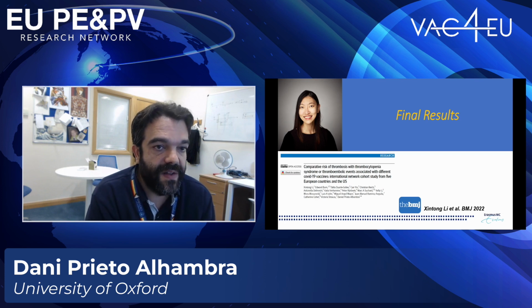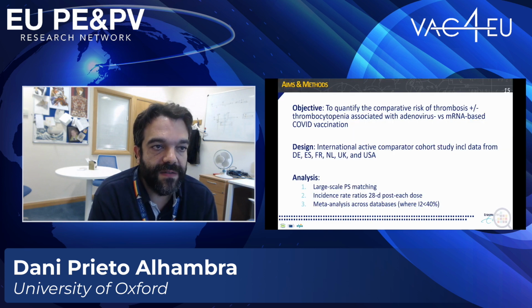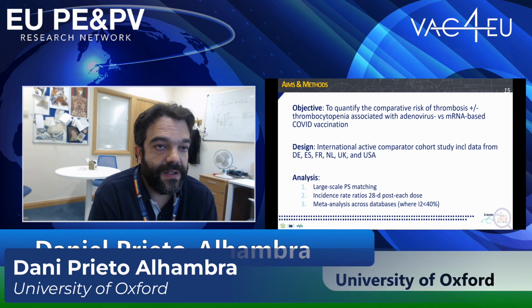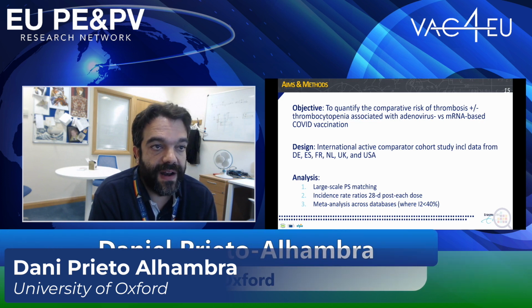Okay, just to finish with the final results of the study that was published in the BMJ, as you can see, the picture there is Xintong Li, one of my brilliant PhD students who led on these analytics. I'll go through these relatively quickly. Basically, this is the report of the comparative risk of thrombosis with thrombocytopenia associated with adenovirus versus mRNA-based COVID vaccines, using data from Germany, Spain, France, Netherlands, UK, and the USA. Methods I've already covered, and we did meta-analysis across databases where there was sufficient homogeneity.